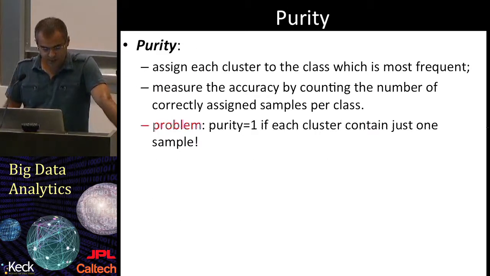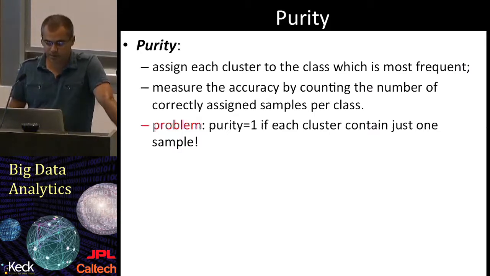Let's start with purity. Purity can be seen as the equivalent of accuracy in classification. So we assign each cluster to the class which is most frequent and measure the purity by counting the number of correctly assigned samples per class. So high purity is easy to achieve when the number of clusters is large. In particular, purity is 1 if each sample gets its own cluster, and that's not something we actually want. For this reason, we cannot use purity to trade off the quality of the clustering against the number of classes. To do so, we need other measures.